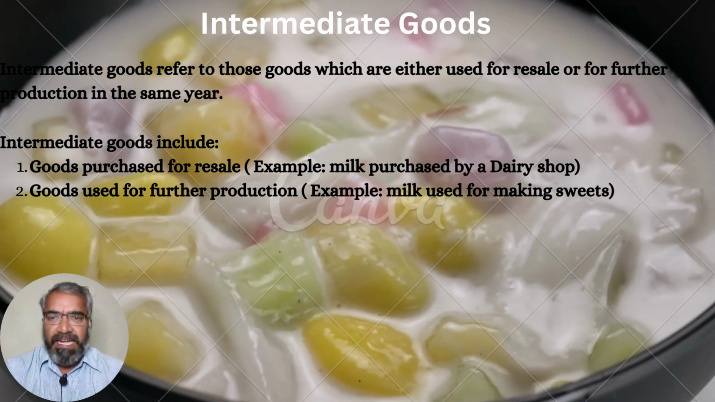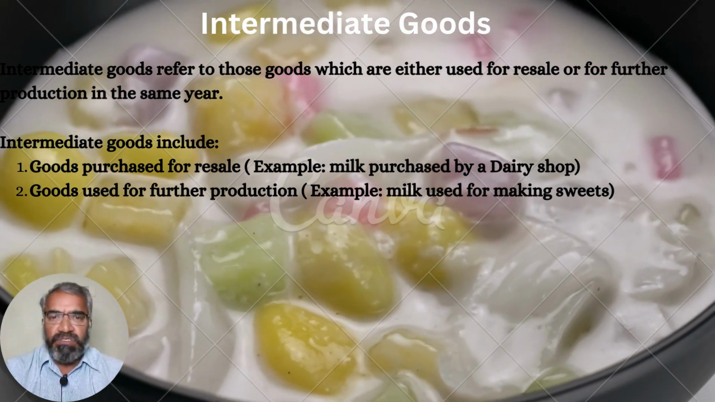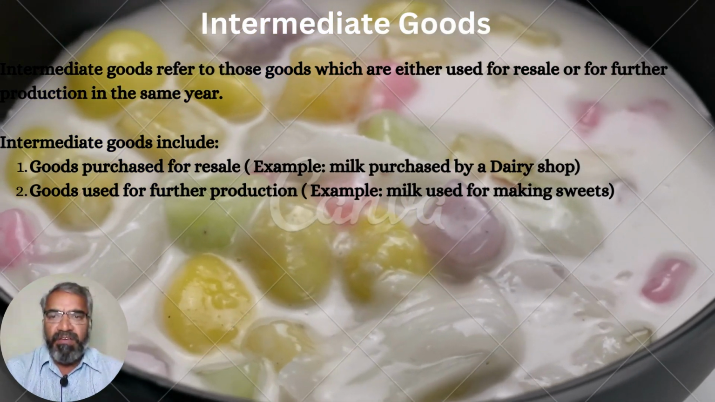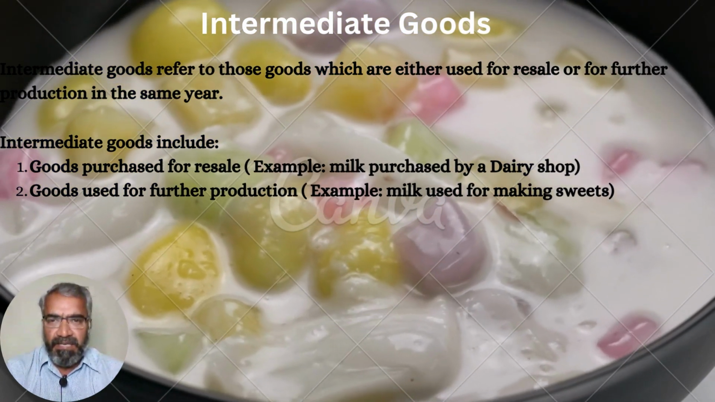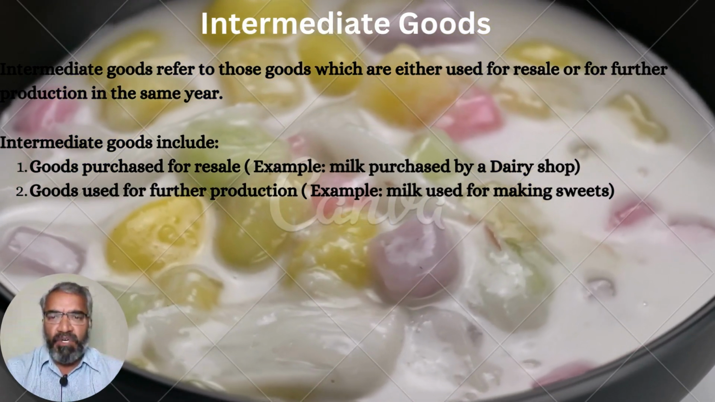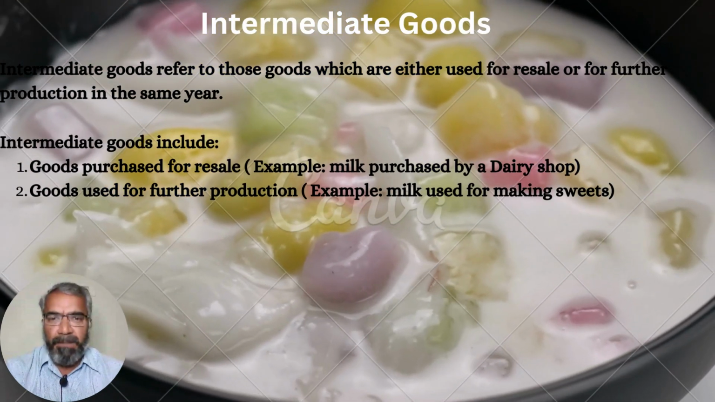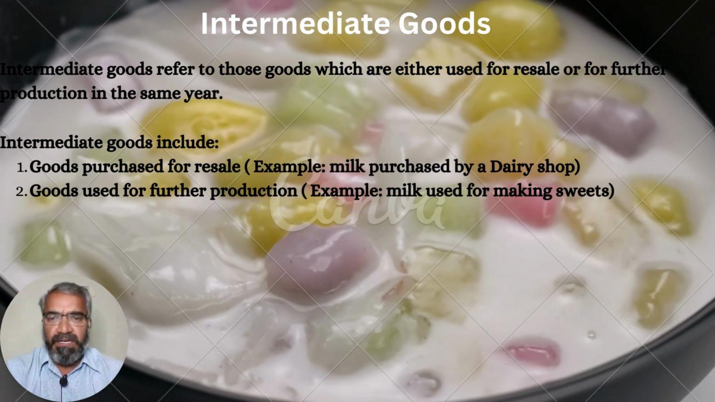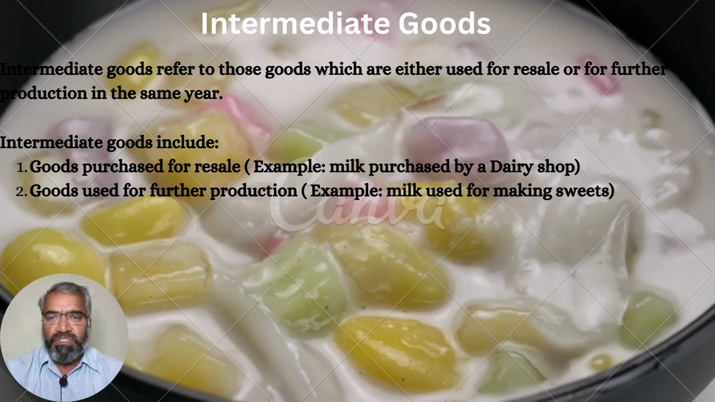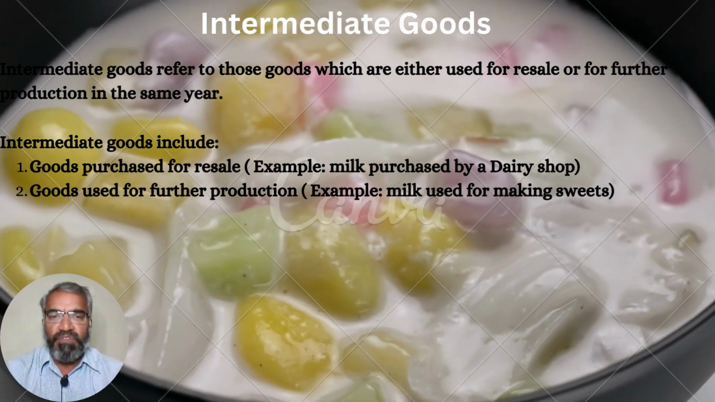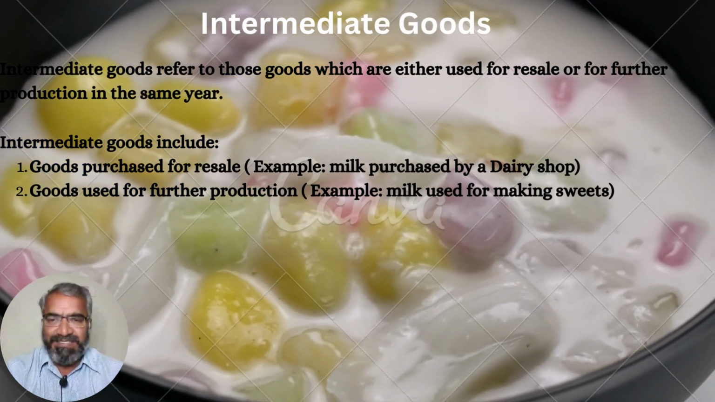Intermediate goods. Intermediate goods refer to those goods which are either used for resale or for further production in the same year. Intermediate goods include number one, goods purchased for resale, example, milk purchased by a tea shop. Number two, goods used for further production, example, milk used for making sweets.